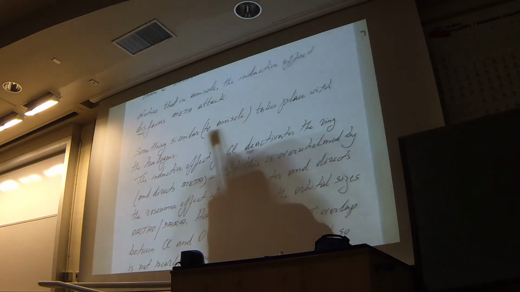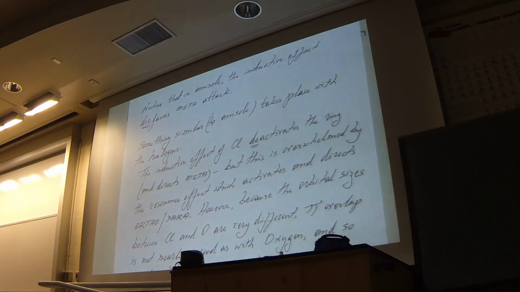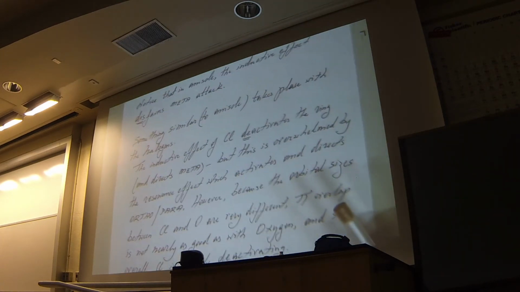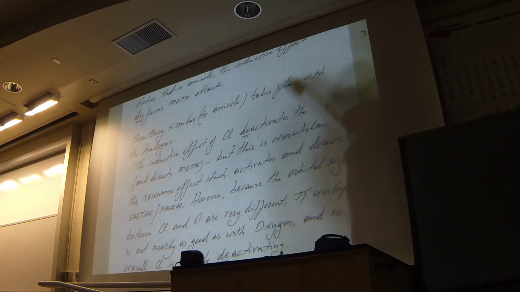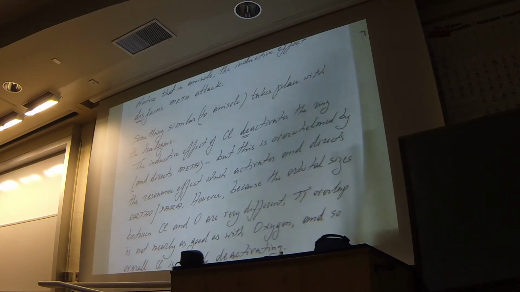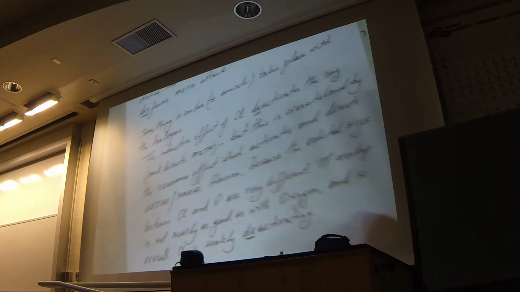So something similar to that takes place with the halogens. That's the business of the bromine that I just talked about. And this is essentially the same, so let's not go through all that. We've talked about that with the bromine.